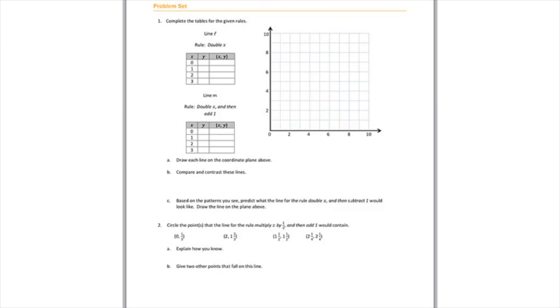You are doing the same thing that we just did. So based on this rule of double X for line L and the rule here, double X and then add 1, you are going to write in the coordinate pairs, plot them in the coordinate plane, and then answer these couple of questions. So comparing and contrasting them. Do you notice anything with them being parallel to each other? Do you notice anything having to do with which one crosses through the origin?